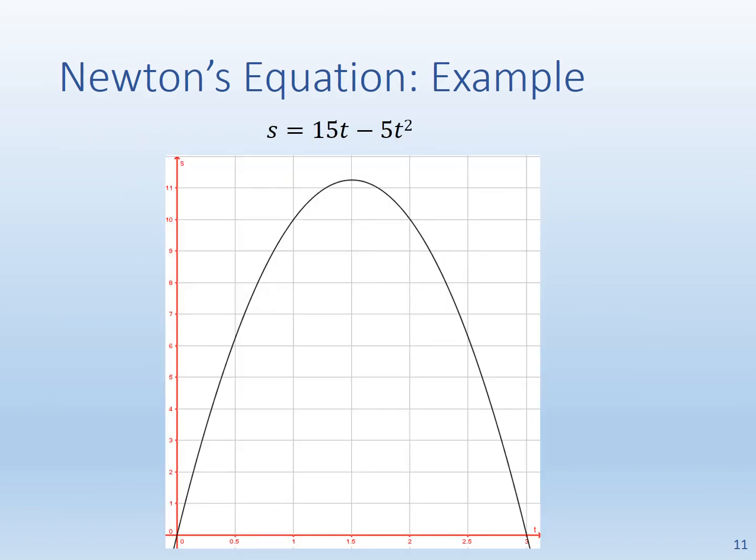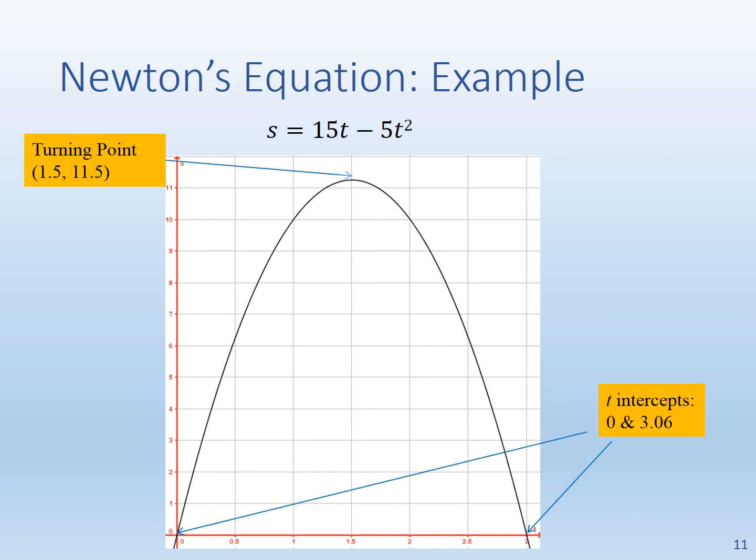We'll plot all of that information now on our graph. We have t-intercepts of 0 and 3.06 and a turning point of 1.5 with 11.5, and of course our y-intercept is also 0.